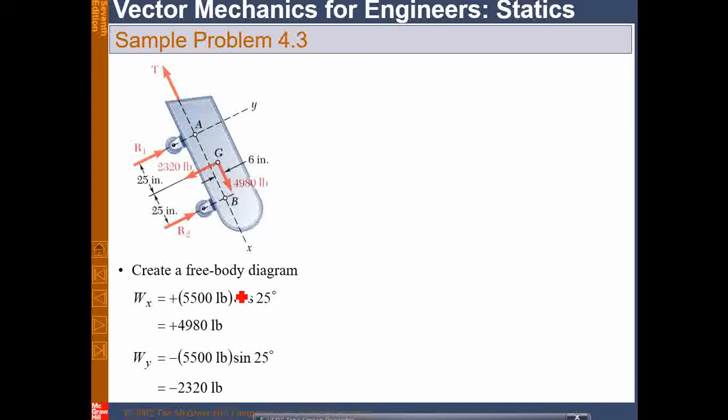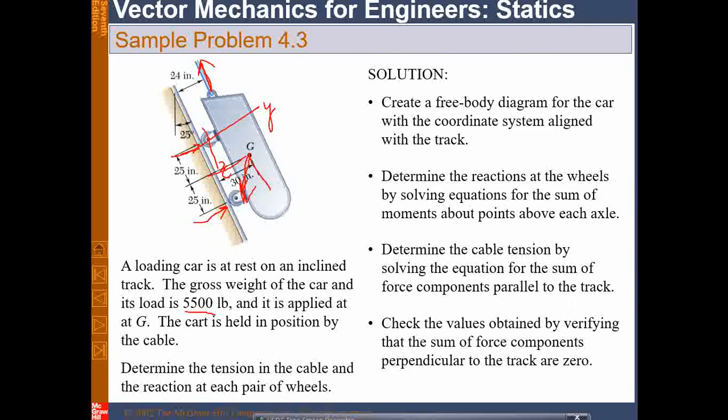So what needs to be found in this problem? Tension in the cable and the reaction at the pair of wheels. That means we need to find these two reactions and this tension. Okay, so remember that we have to include the moment equation, because this is a 2D problem, so we have two equations in the force balance, x equation and y equation. Summation of all the forces along x, summation of all the forces along y. So these two equations can only give us two unknowns. So we need to include the moment equation.